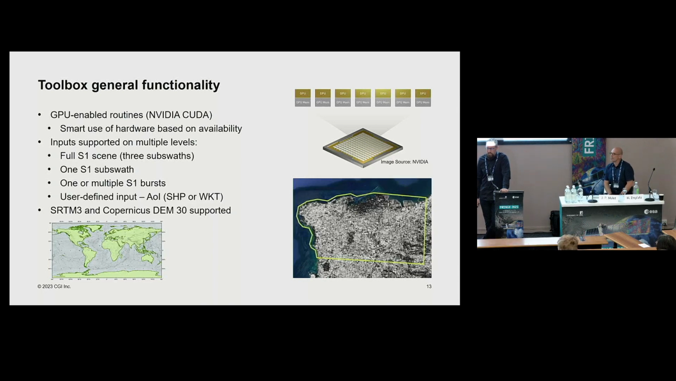Also, the inputs to the software, the scenes, are supported on multiple levels. You could provide the full Sentinel-1 scene, only one subswath, or you could also do the processing on burst level. It also supports a user-defined, area-of-interest-based input in the shapefile format or just well-known text. And you could run it globally because the Copernicus DEM30 is also supported.